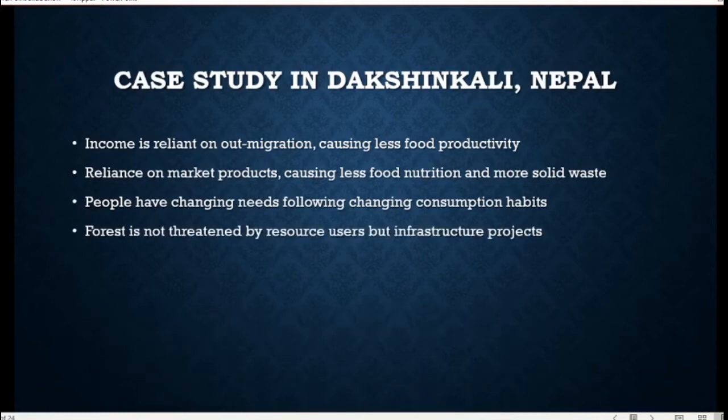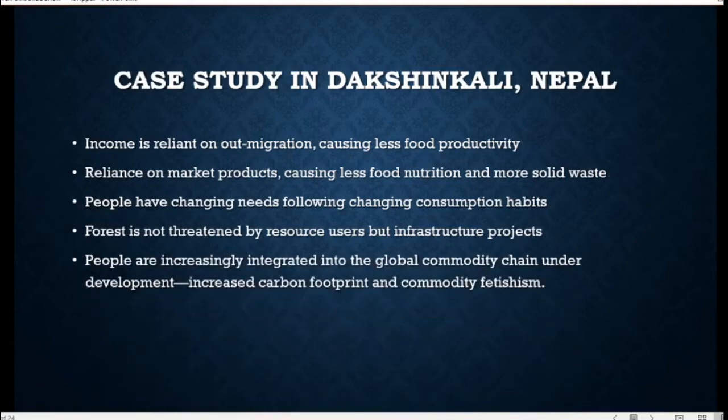And also, the forest area or the natural resources are not really threatened by resource users as being propagated in sustainable development. Because remember, in the Brundtland report, sustainable development says that poverty is the reason for environmental degradation because it causes overgrazing and overfishing. But at least in the current Nepali context, natural resources such as forest are not threatened by resource users. In fact, they are threatened by infrastructure projects such as road building, hotel building, and monastery building. So people are increasingly integrated into the global commodity chain under development.